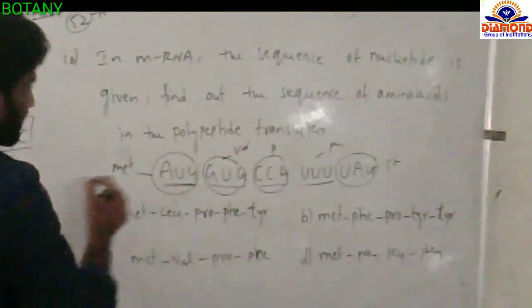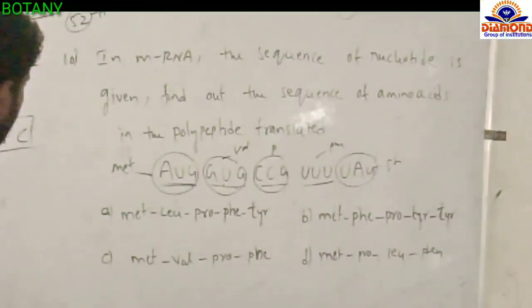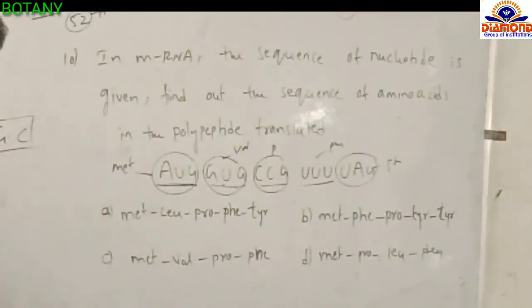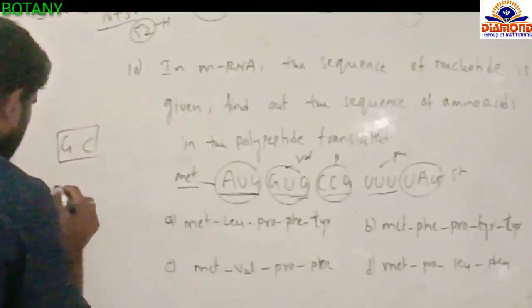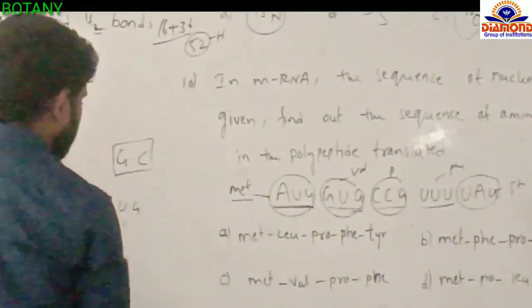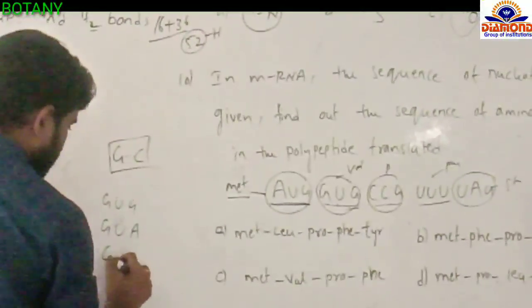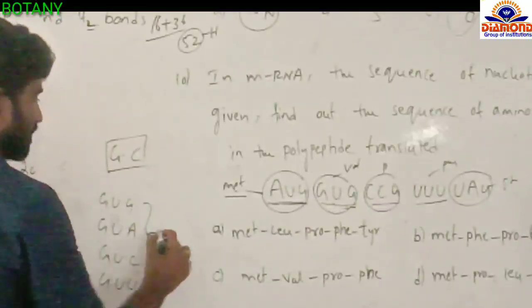AUG is an initiation codon. It encodes methionine. GUG, GUA, GUC, GUU: these are the four codons coded by the amino acid valine.